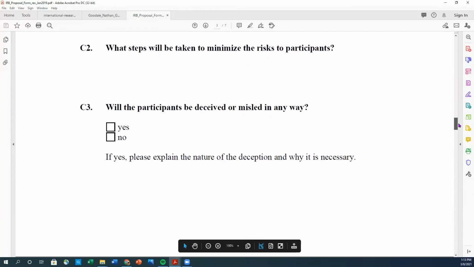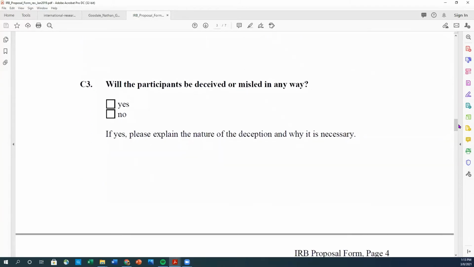So moving on down, C3 is about deception. Now at Hamilton, our policy has been that there is active and passive deception. Passive deception is when you simply don't fully disclose your research hypothesis to your participants. Why would you do that? Because if the participants knew your hypothesis, that might cause them to answer questions differently. Keeping them a little bit in the dark in that regard is all right, and that is not considered deception.